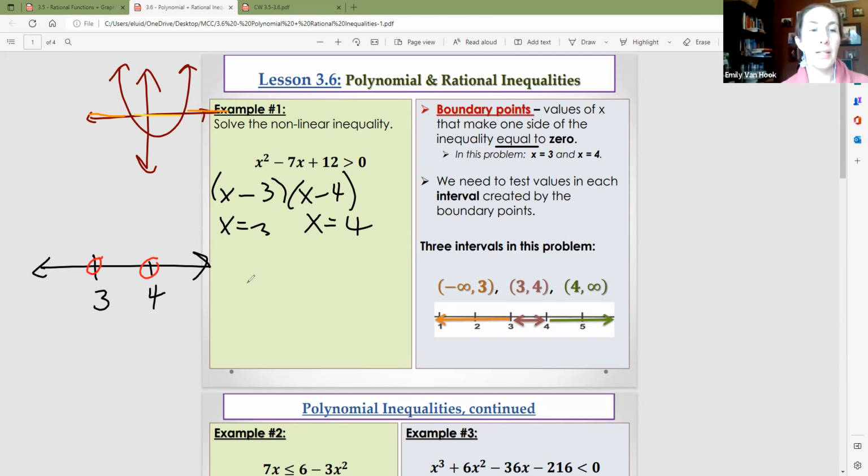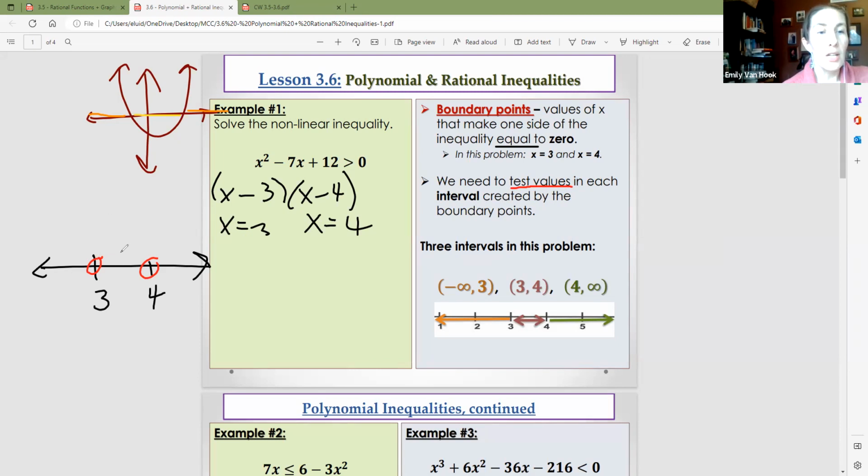Here's what usually happens. It's usually either the one in the middle, the one between 3 and 4, or the other two. So either it's the one in the middle or the alternating two on either side. There are exceptions to this, but that's usually what happens. So what we're going to do is the second step that's listed on the right. We're going to test values of x in each interval created by the boundary points.